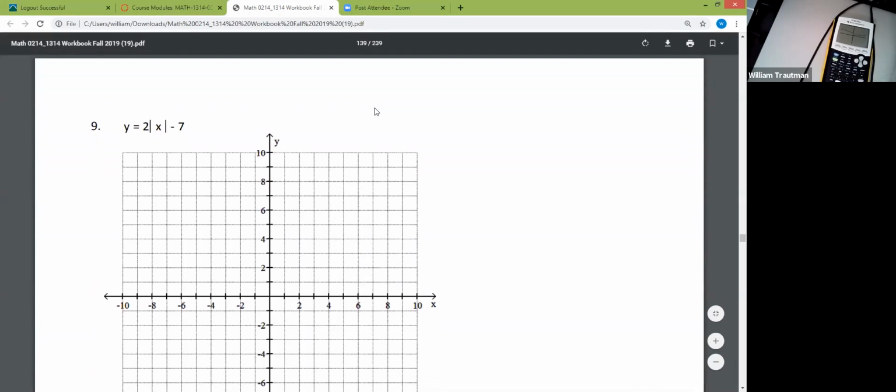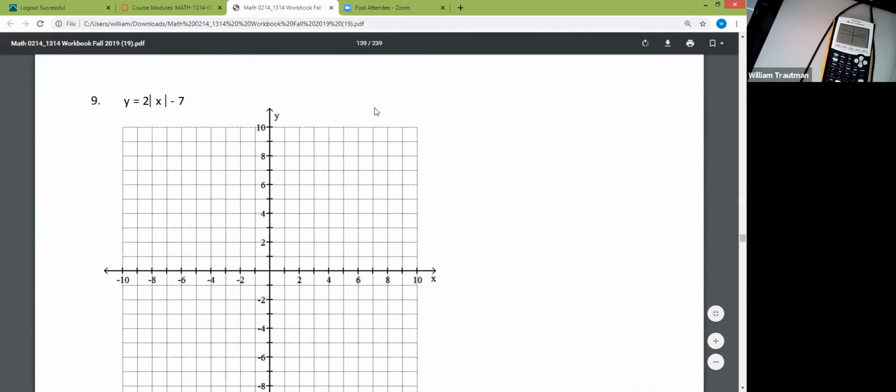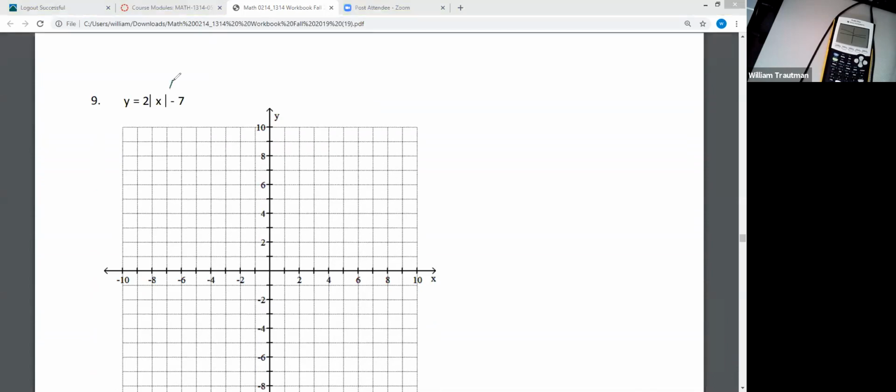All righty. What is this symbol right here? What are those lines? Here's my parent function. I call it the parent function, this is our starting point. What do we call those lines? Have we talked about those? I think we talked about those at the beginning of the course. What do we call those lines? Anybody know?